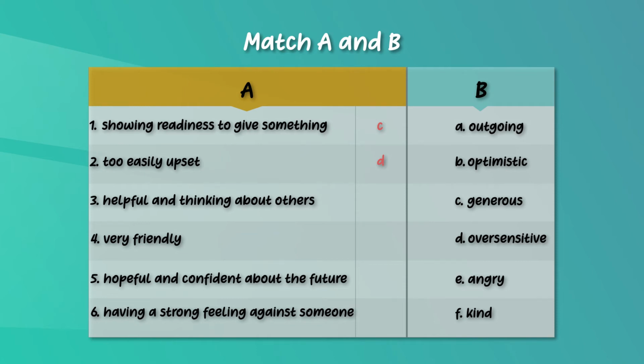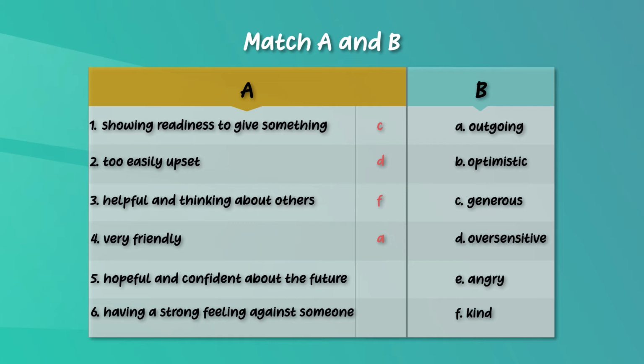Now the third one. Helpful and thinking about others. So what is the matching adjective? Yes, it's kind. So for the third one, it's letter F. Now the fourth one, very friendly. What is the matching adjective? A, that is outgoing.